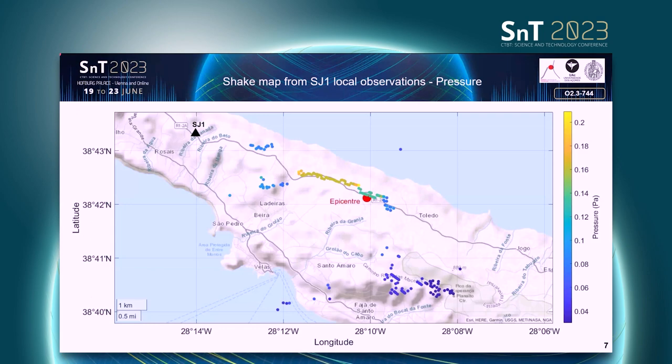Also, we made a shake map considering the pressure distribution recorded at the arrays, not the epicenter. Using the back azimuths from the SG1 recording, we projected the distance, and we have two different areas. We have pressure distribution around the epicentral area, and also the blue dots are above scoria cones in this region.